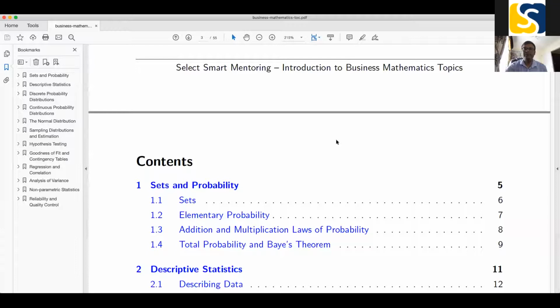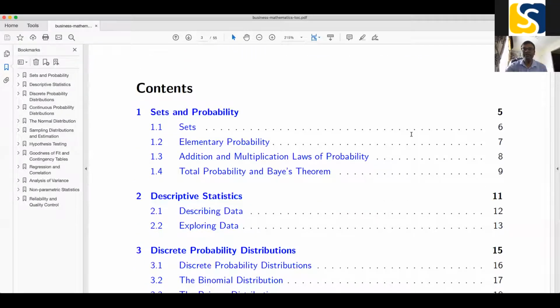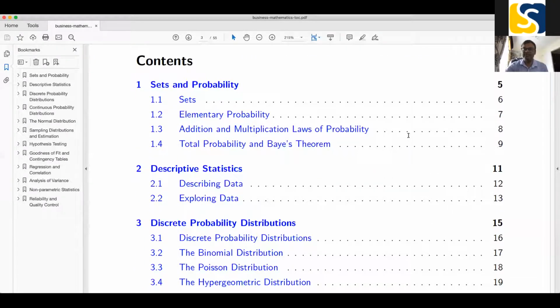Don't worry about the LaTeX or anything. I will share this whole material once this session is done, and everybody who is interested and registered for the session will get this material. Okay, so on the left hand side you can see the bookmarks. So there are topics available.